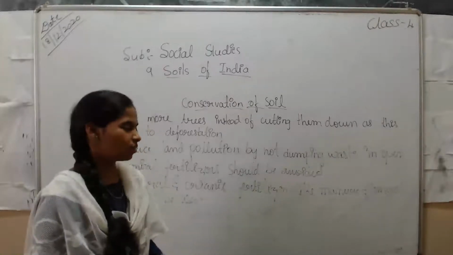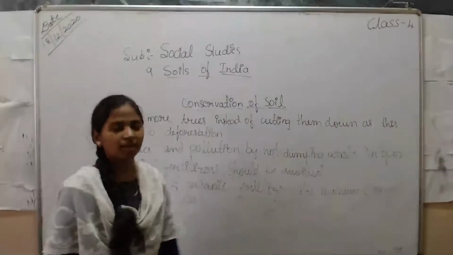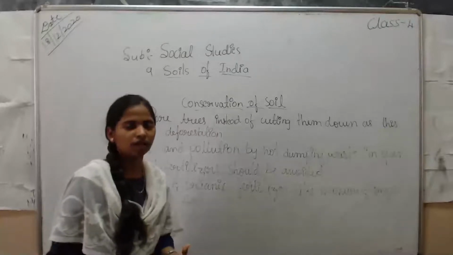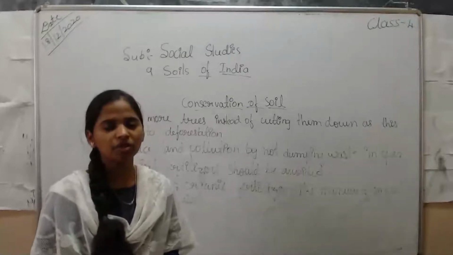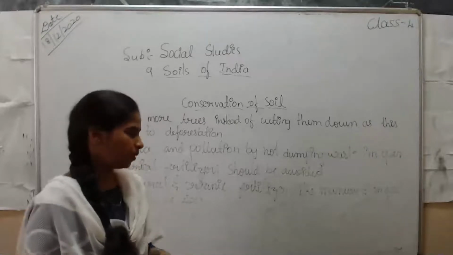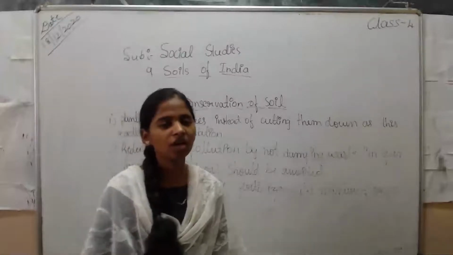So we should use organic or natural fertilizers like manure as well as compost. Compost is made with the wet waste that is thrown by us, and manure means the matter of animals and plants. These are the ways where you can conserve the soil.